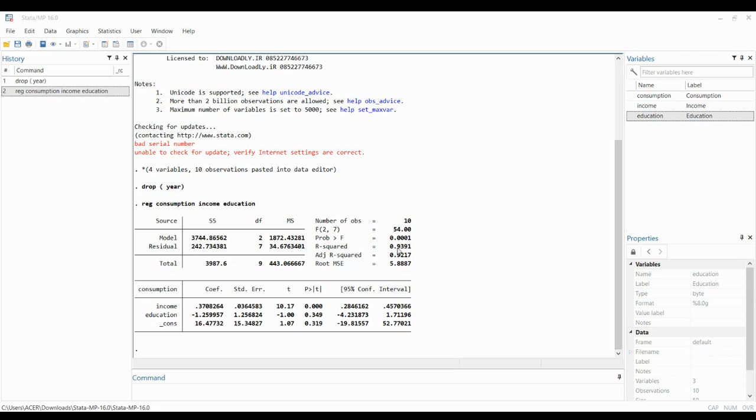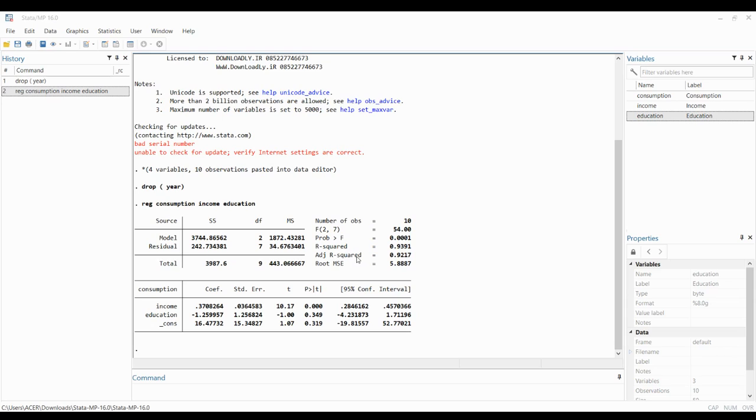Now what is the interpretation of R square here? The interpretation is that if the total variation is 100%, then out of that 100% variation, 93% variation can be explained by the regression model. So if we consider that total variation in consumption, the variable consumption is 100%, now out of that 100%, the 93% variation can be explained by the explanatory variables income and education. So therefore we can say that the explanatory power of the regression model is very high. So this is the interpretation of R square.